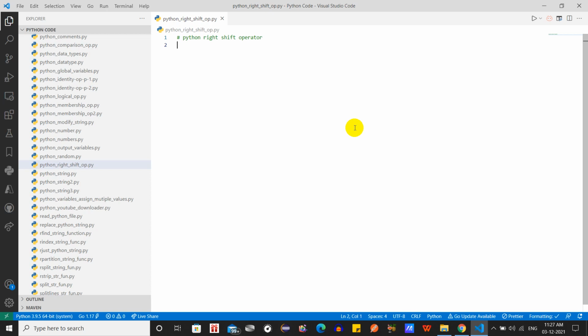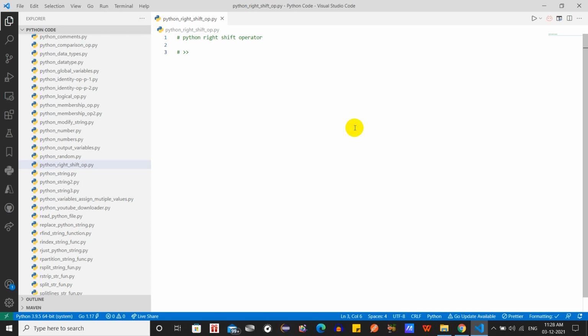First of all, the right shift operator looks like this. In an upcoming video I will also make a video on the left shift operator, which also works on bits. This right shift operator shifts the bits towards the right, and how far it moves depends on the number of bits.